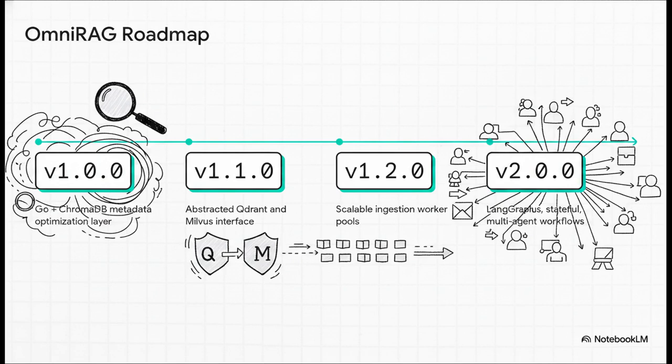By version 1.2.0, the system introduces horizontally scalable ingestion worker pools to handle heavy concurrent document parsing. And finally, hitting version 2.0.0, the system integrates LangGraph to support fully autonomous, stateful, multi-agent workflows. It literally evolves from a single node pipeline into a highly distributed intelligence graph.